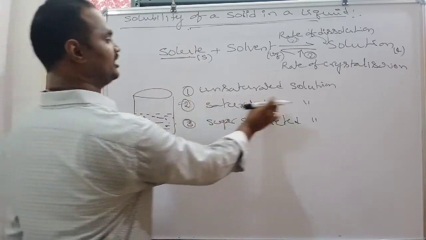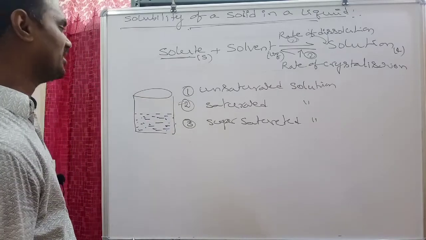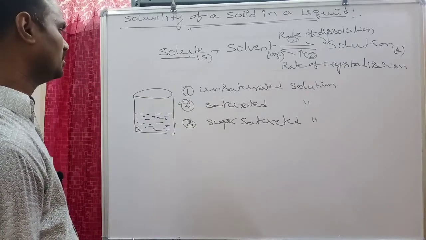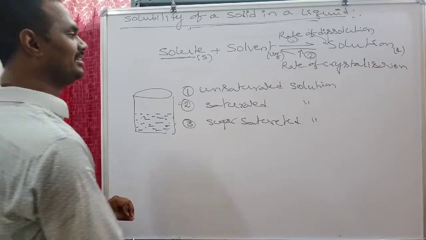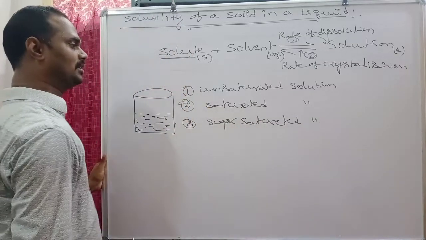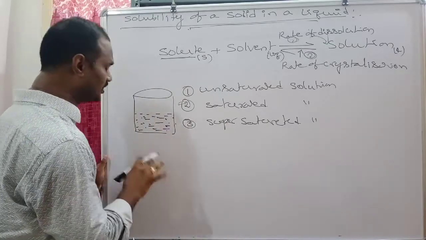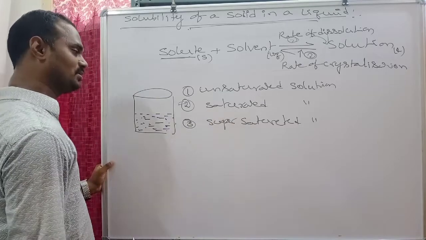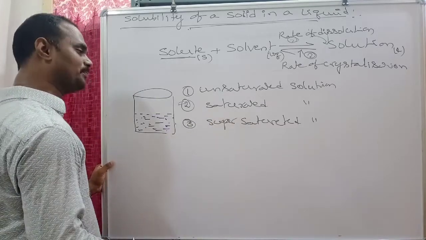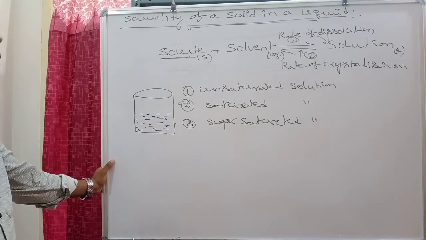Here, in an unsaturated solution, a very small quantity of solute is dissolved. The maximum quantity of solute dissolved in a particular quantity of solvent at a given temperature, if that solution does not take any further solute, that we call a saturated solution. With increasing temperature, if more solute dissolves in a saturated solution, that is a supersaturated solution.